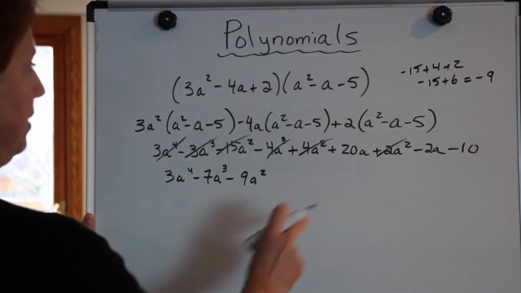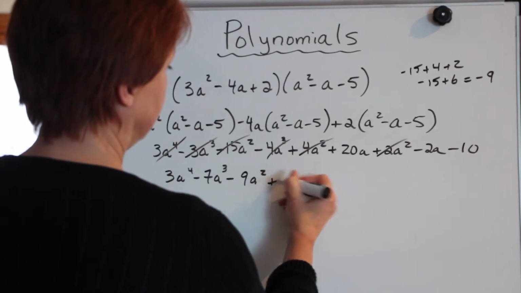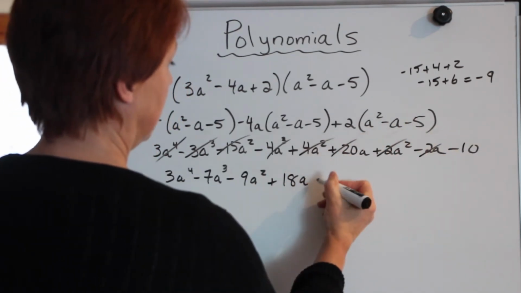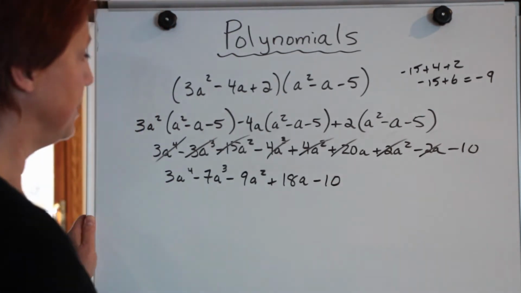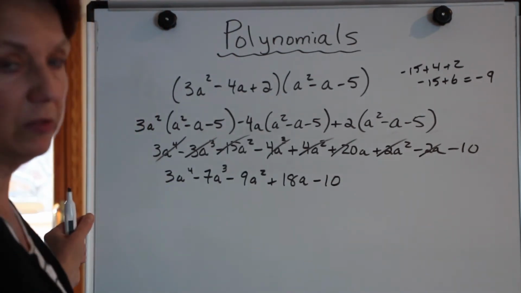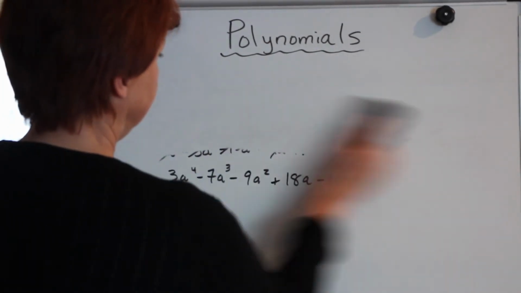Now we've got 2 a terms. 20 minus 2 is 18. And finally, we finish off with that single constant, which is minus 10. And that one is fully multiplied out, okay? All right, next one.